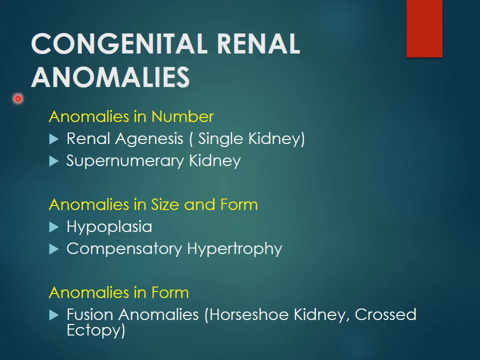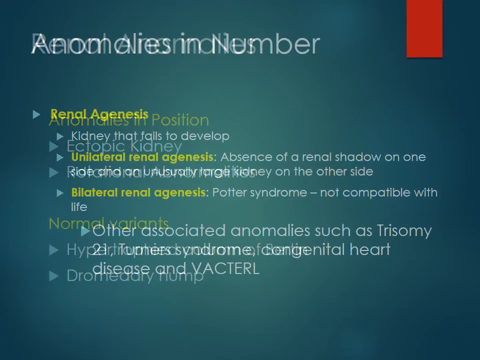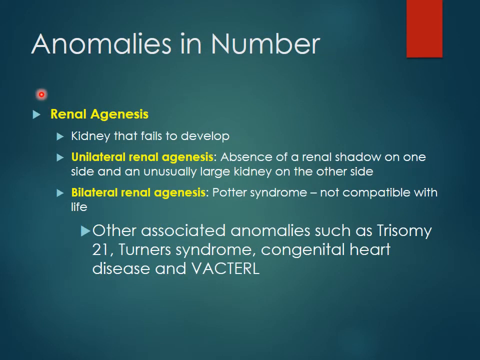We will tackle first the congenital renal anomalies. Congenital renal anomalies can be further subdivided into anomalies in number, anomalies in size, anomalies in form, and anomalies in position. We will also be discussing the most commonly encountered normal variants in the genitourinary tract. For anomalies in number, the first that we would be discussing would be the renal agenesis.